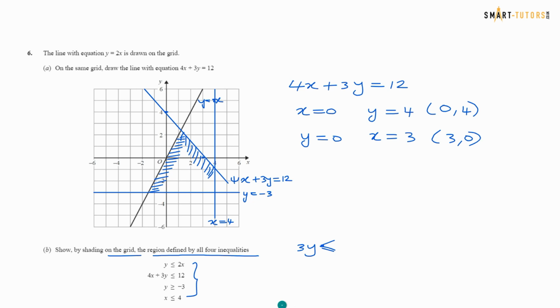Next one, y is greater than or equal to minus 3. So y is facing the mouth, that means bigger, and bigger means upwards. So this is minus 3, so shade upwards from minus 3. Finally, x is less than or equal to 4, that is the x line, and less than means the left hand side. This is the region they ask you to shade. So that is the answer for question number 6.